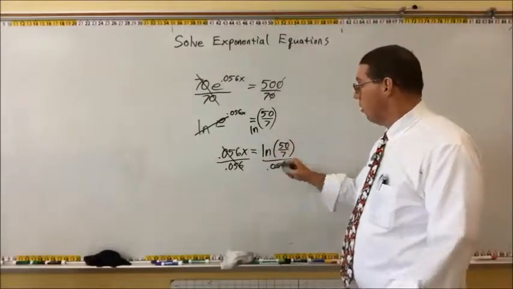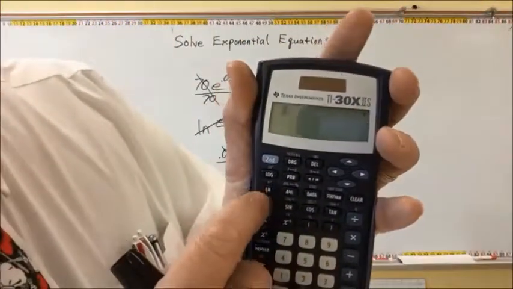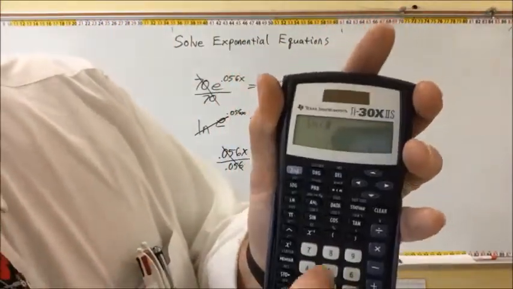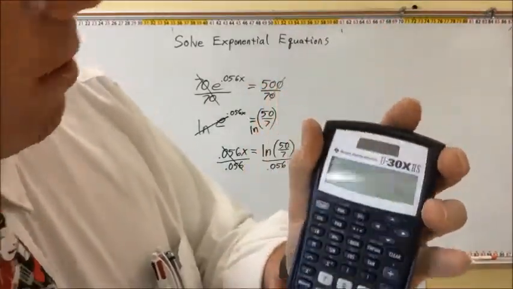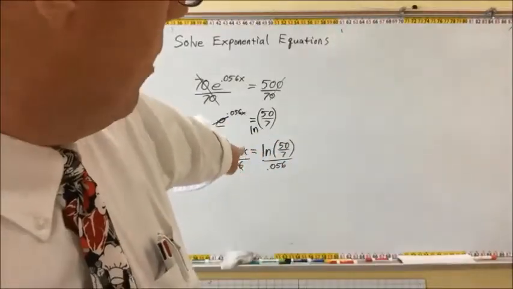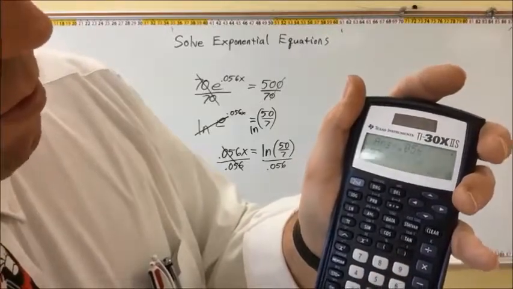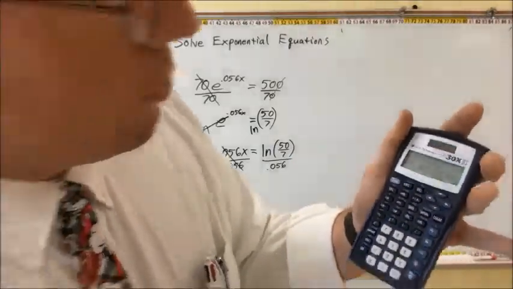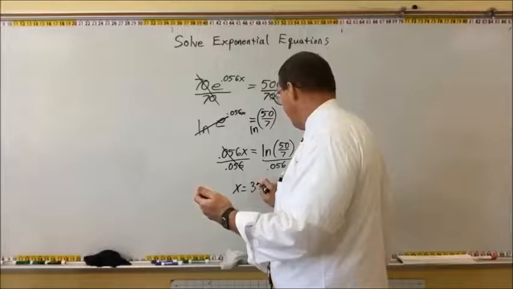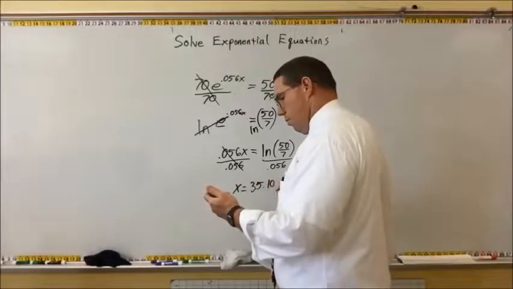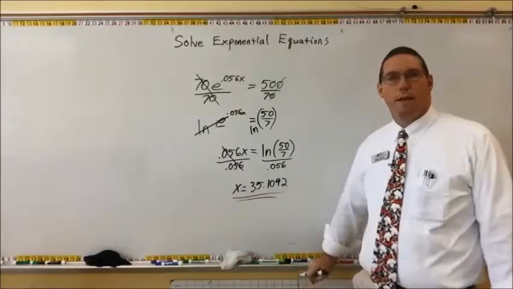Well, we can do the natural log of 50 over 7 in our calculator. We just hit the ln button. Look at this. See, watch this. I just hit the ln button, ln, and I get ln. 50 divided by 7, close the parenthesis. Press enter. I get a crazy number. Then divided by 0.056. Press enter, and I get 35.1092. So x is equal to 35.1092. And that is our solution to this exponential equation.